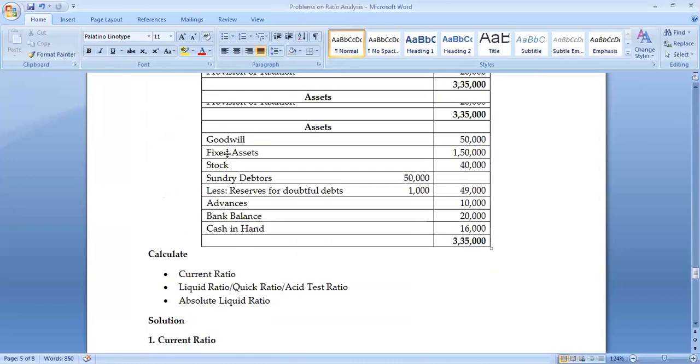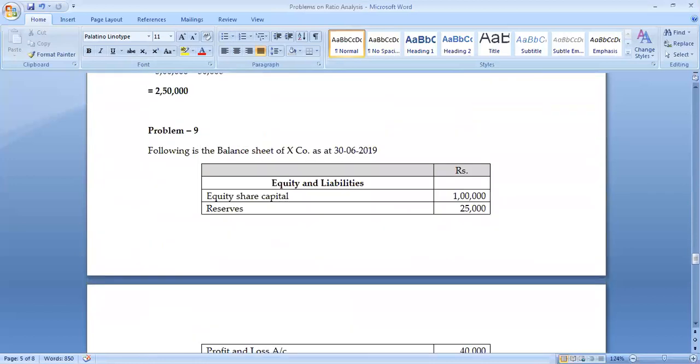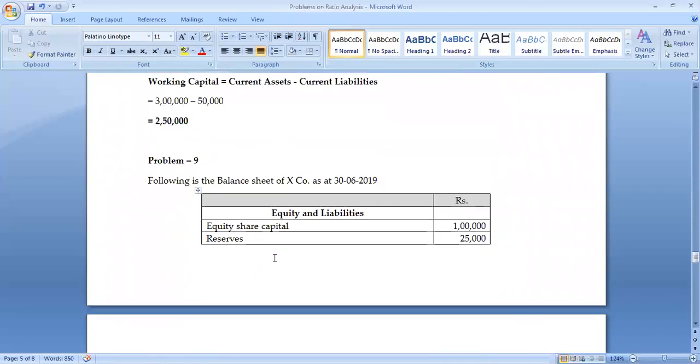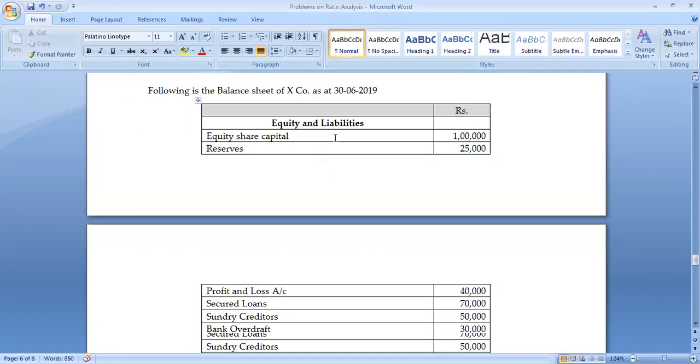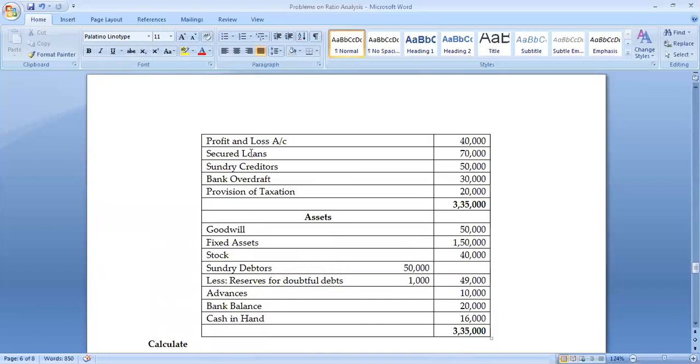So the ninth one we will discuss. Okay. So in the same way, you can proceed with the 8th problem. Same thing is given. So we shall see here. Following is the balance sheet of X company as at 30th June 2019. Equity share capital 1 lakh, reserves 25,000, profit and loss 40,000, secured loan 70, sundry creditors 50, bank overdraft 30, provision for taxation 20 given.